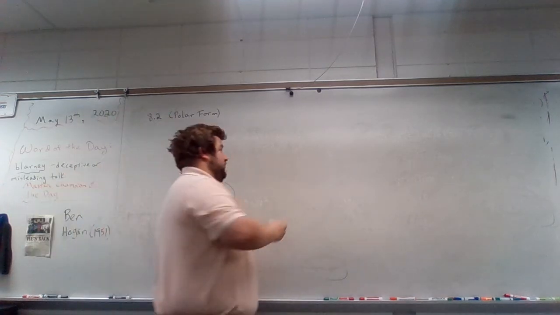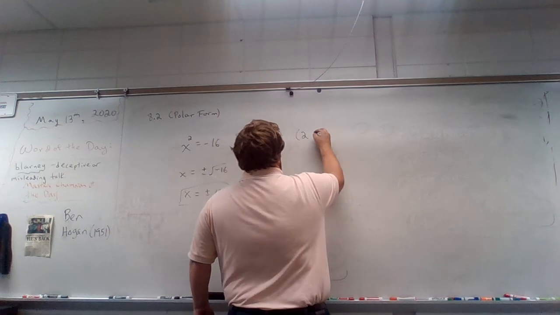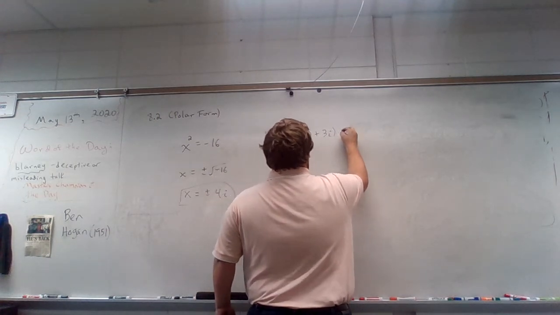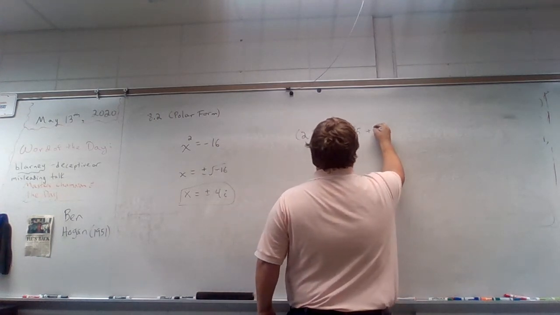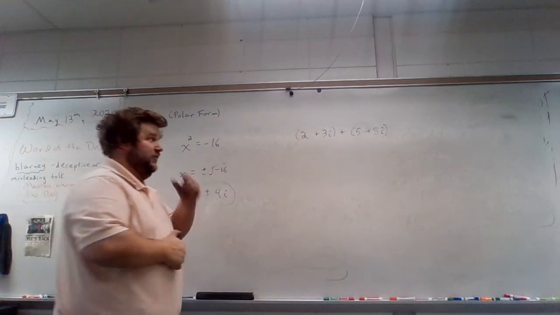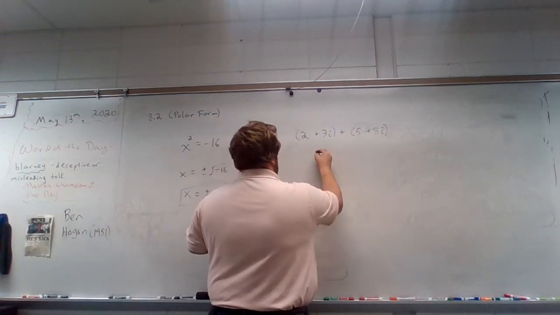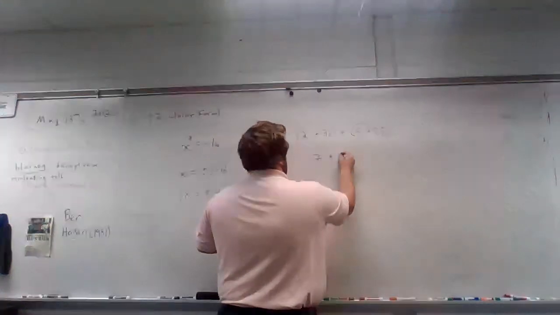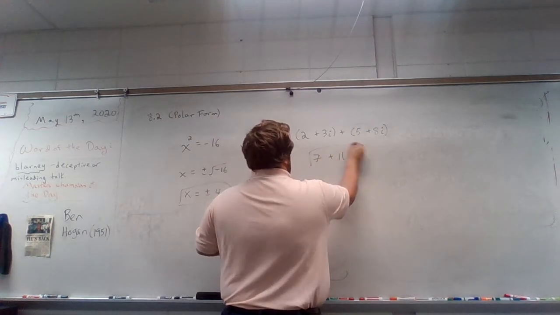Or say, what's 2 plus 3i plus 5 plus 8i? All we would be doing is just adding those numbers. So 2 and 5 is 7, 3i and 8i is just 11i, and that's it.